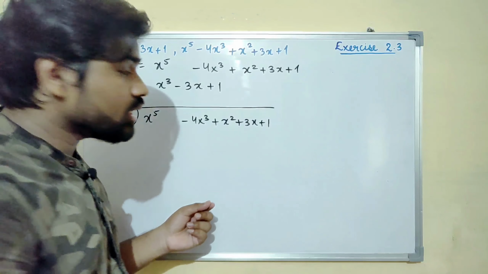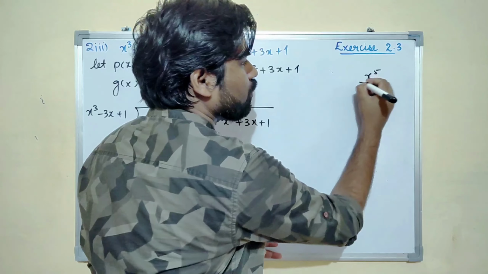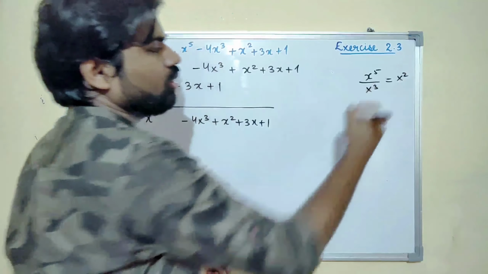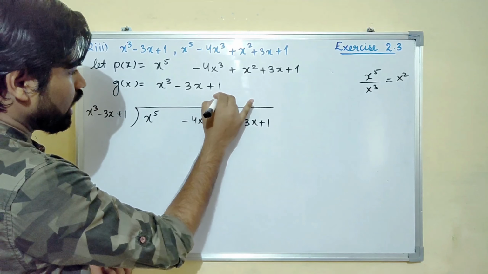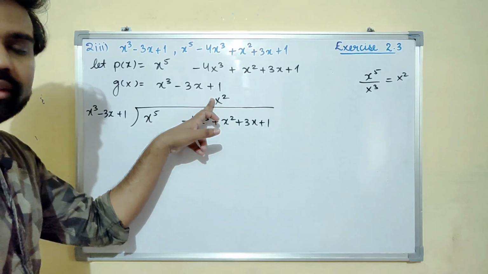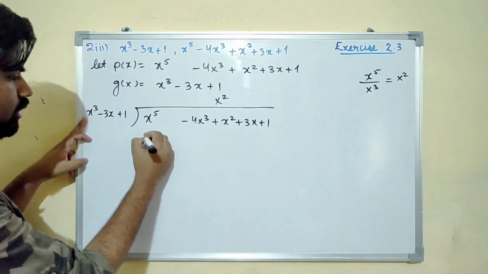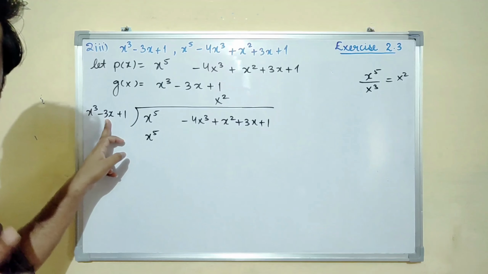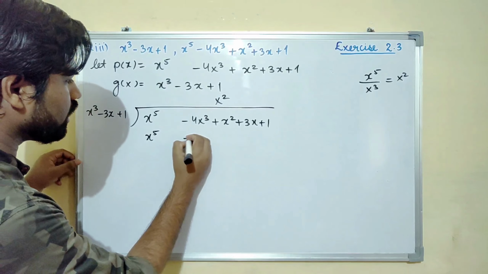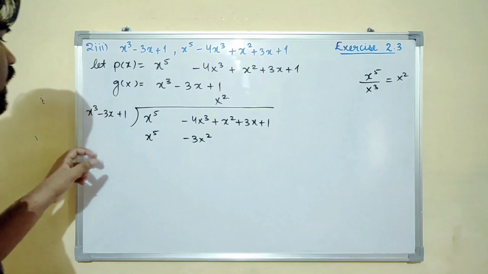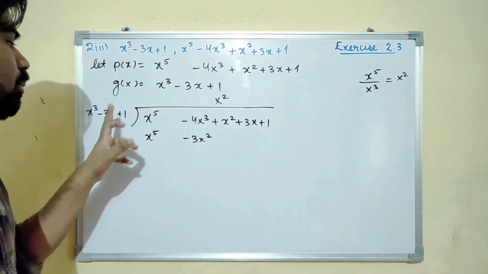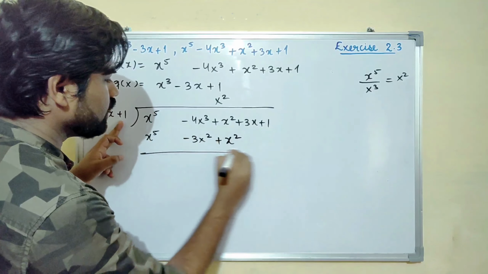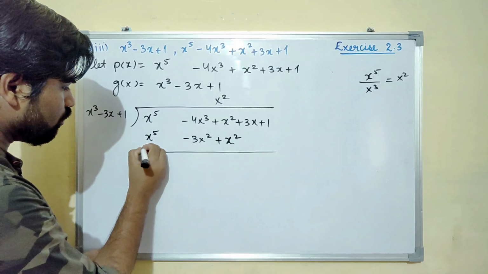The first term of the dividend is x raised to the power 5 and the first term of the divisor is x cube. So you will get x square here, right? So write it here, x square. Now multiply x square by x cube, you will get x raised to the power 5. Multiply x square by minus 3x, you will get minus 3x cube, which you will write here, right? And multiply x square by 1, you will get x square. Write it here, then change the sign and then solve.